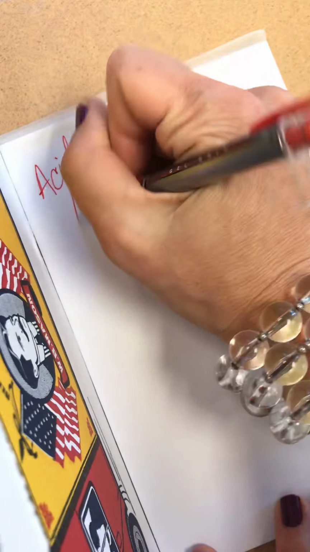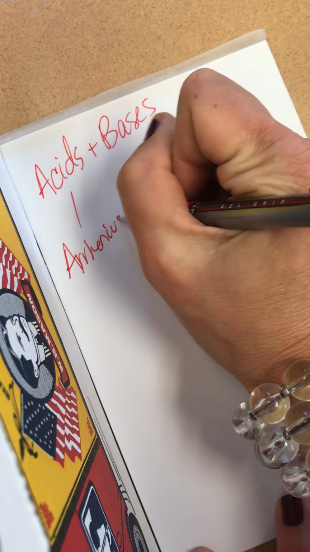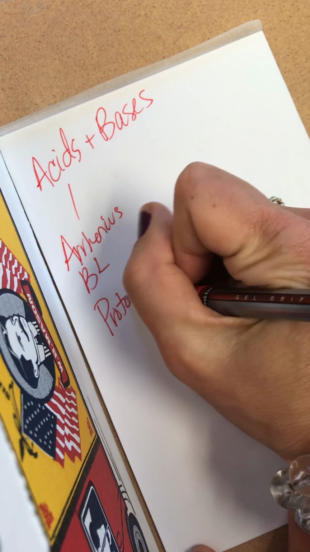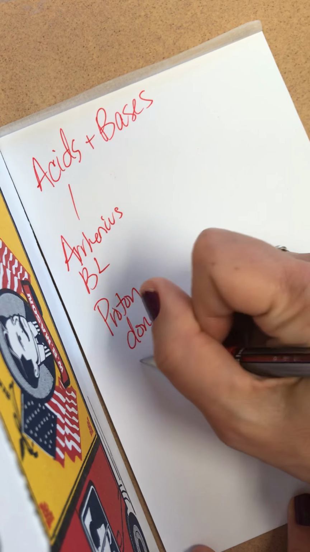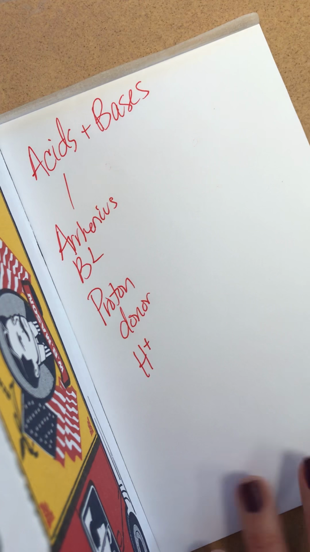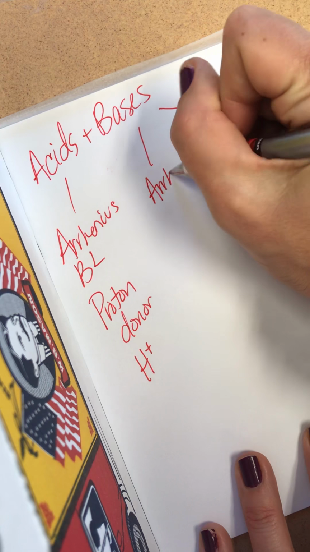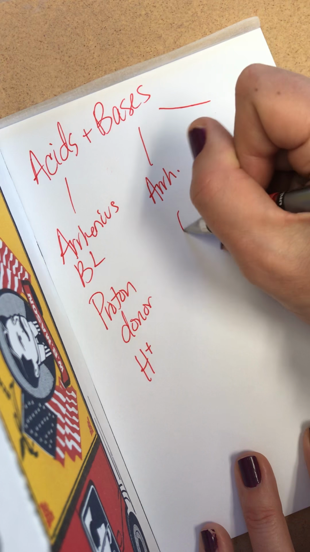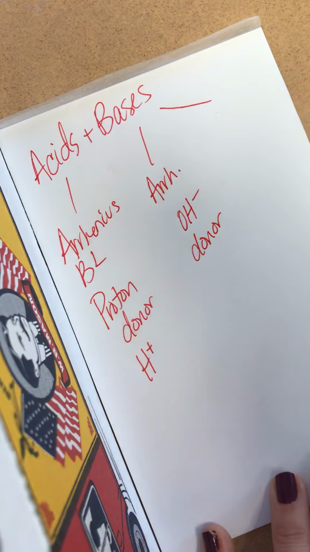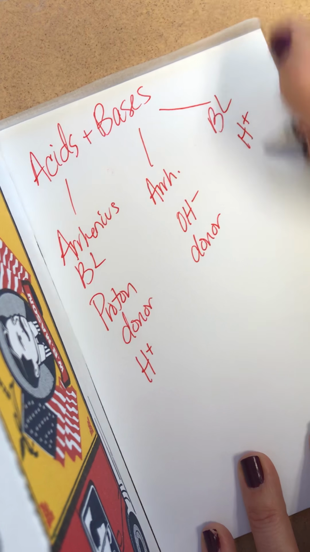And so acids always have one definition, no matter if they are an Arrhenius acid or a Bronsted-Lowry acid. They are always proton donors. And a proton is an H+. So that is the definition of an acid. A base has two different definitions. If it is an Arrhenius base, it is an OH-, so a hydroxide donor. If it is instead a Bronsted-Lowry base, it is a proton acceptor.